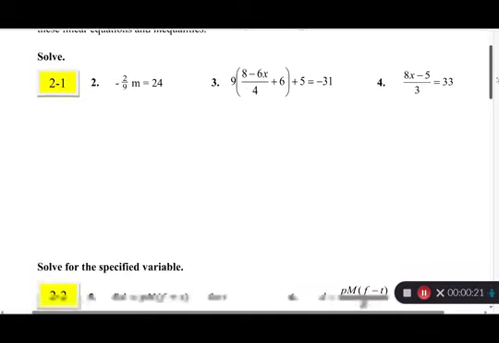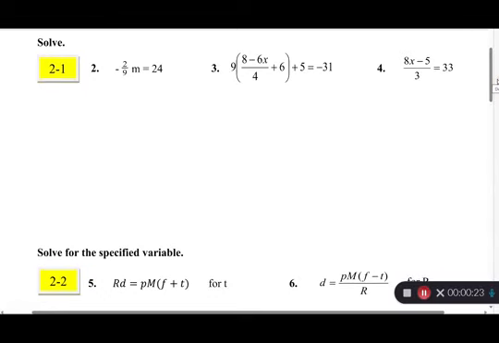Start with number 2. Give myself a little bit more room here. Okay, first few we're asked to solve. So that means we're going to get our variable alone. We're going to start with number 2, trying to get m by itself, so I'm going to get rid of that negative 2/9 by multiplying by a negative 9/2. That reverses everything over there. We get 1m. Don't have to write that 1.